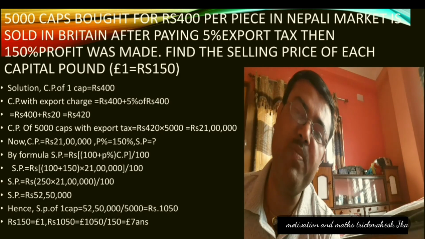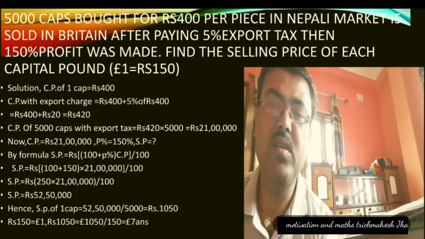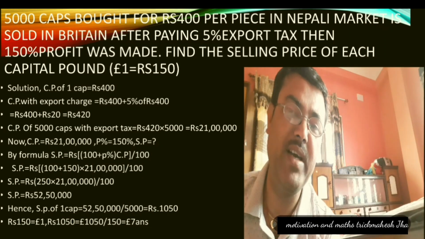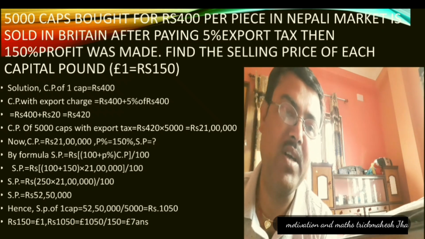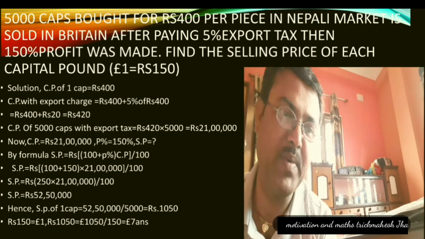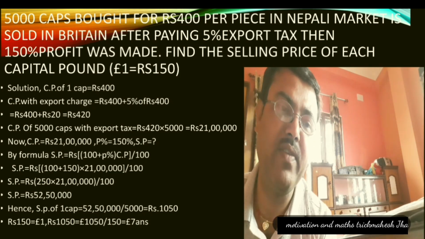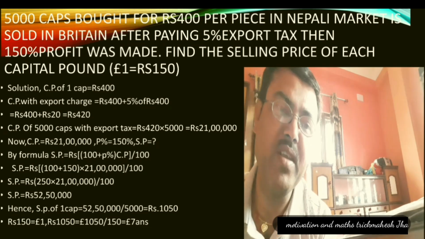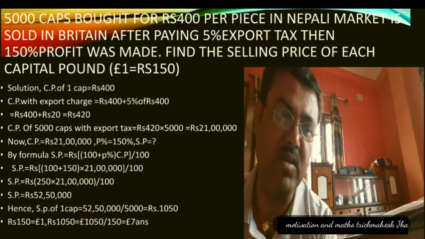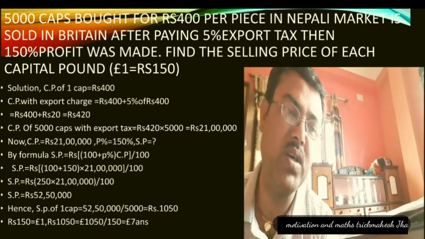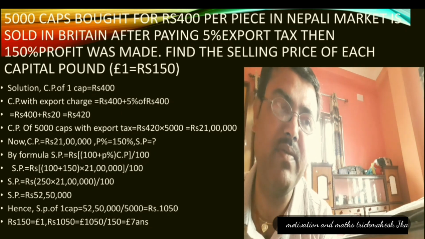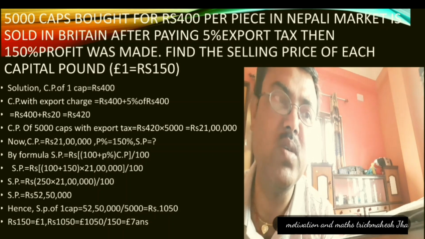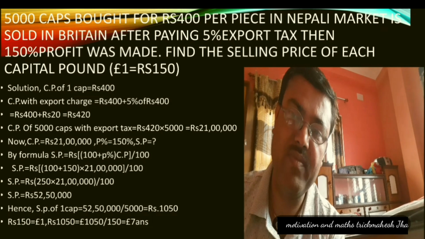Now CP becomes 21 lakh, and profit is 150%. Now SP equals, we know that SP equals (100 plus profit percent) into CP divided by 100. Just keep the values: 21 lakh is your CP, 100 plus 150% gives 250%. After calculating, we get 52 lakh 50,000. Then the SP of one cap is 52 lakh 50,000 divided by 5,000. It means one cap's SP becomes 1,050 rupees. Now convert this into pounds. 1 pound equals 150 rupees, then 1 rupee equals 1 by 150. So rupees 1,050 equals 7 pounds. This is your required answer.